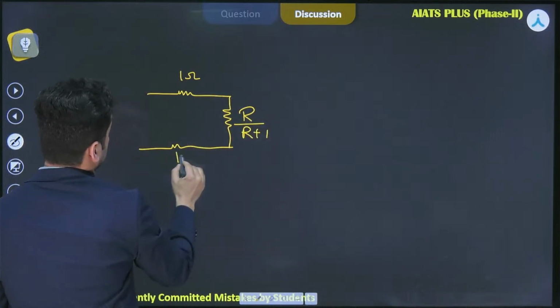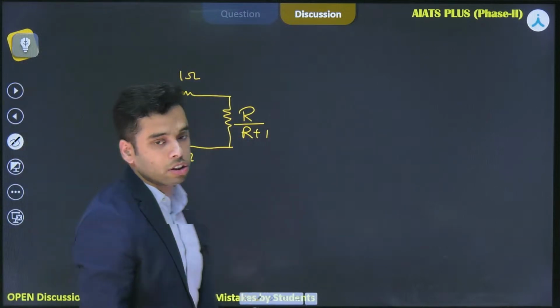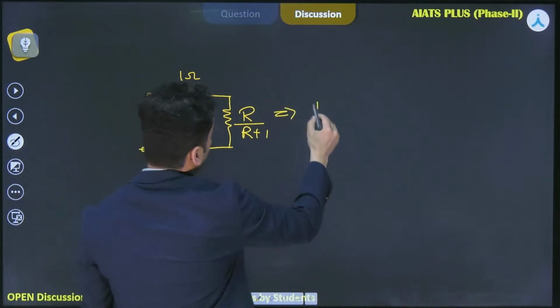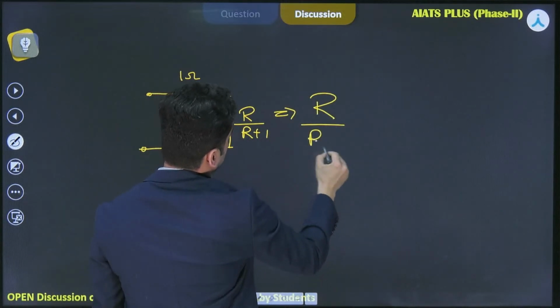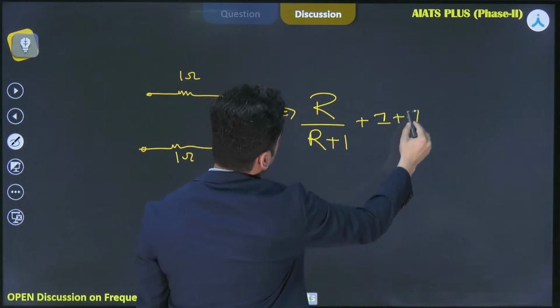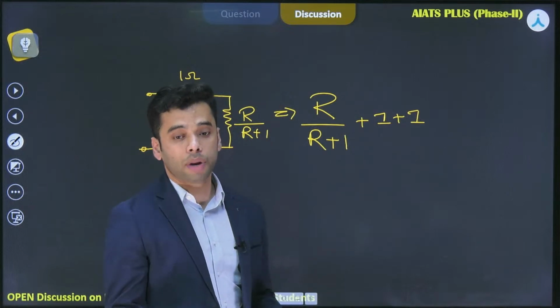This is 1 and this is 1. What is the equivalent of all these three? These are in series combination. Now they are in series combination. So the equivalent will be equal to R upon R plus 1, plus 1 and plus 1. Right? R upon R plus 1, plus 1 and plus 1.